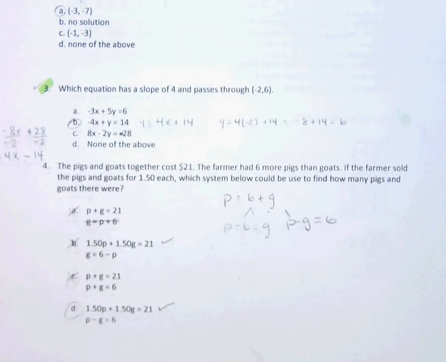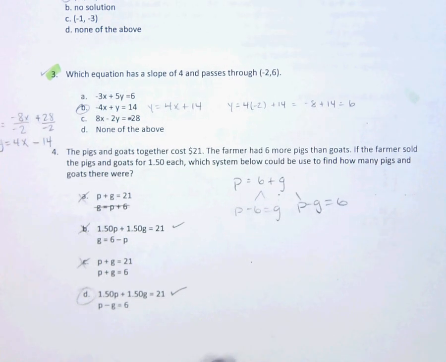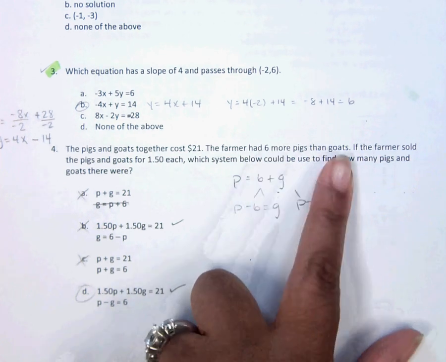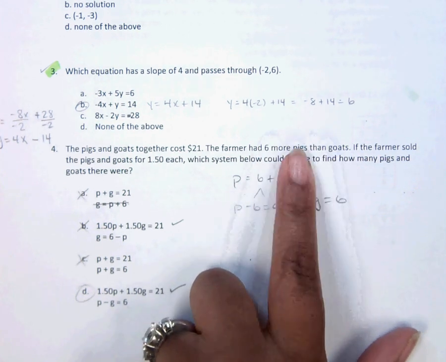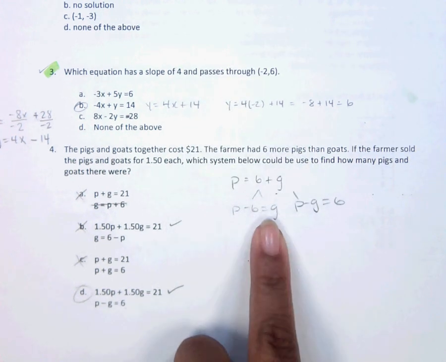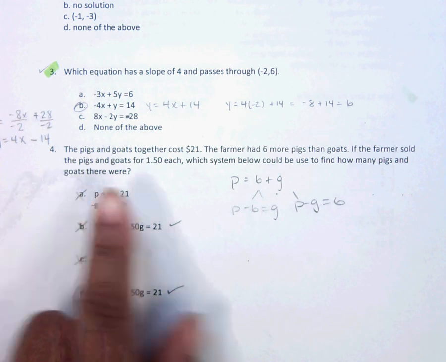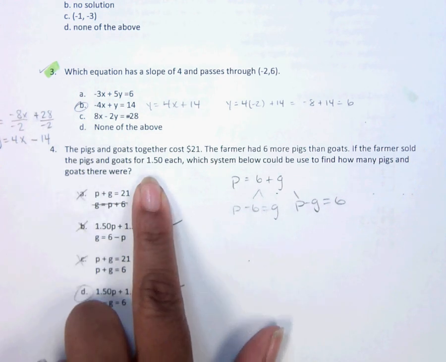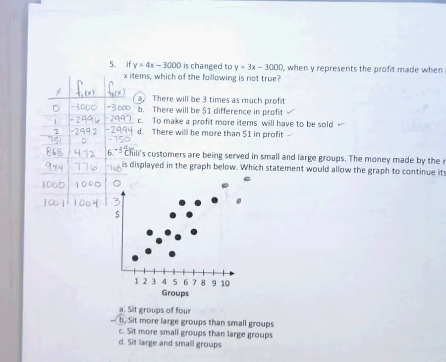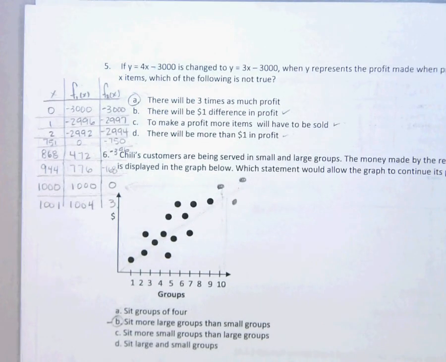Number 4, don't forget to write p equals 6 plus g. 6 and g go together when you add. P is what you set it equal to. And then write the 2 versions of that. Don't forget that the 150 goes on either P or G. Or it goes on both of them, I'm sorry. It goes on both of them. Not either or, but P and G goes on both.